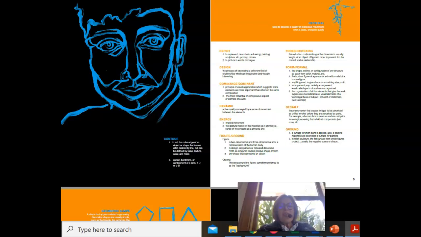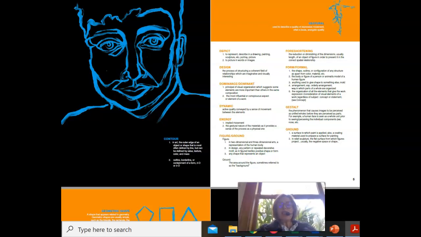Let's see what else. A figure ground, okay? Figure ground relationship. And if we can see what is laid on top of a ground line, a ground basically is the area around a figure, oftentimes called a background. Okay, this is important.